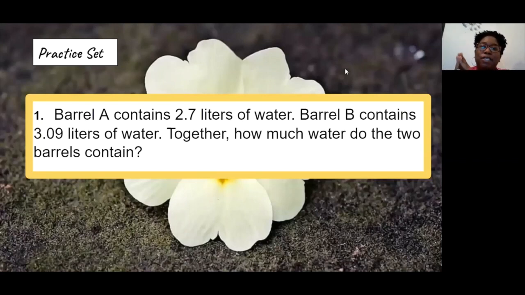Welcome back. So let's begin by trying a few practice problems. Here's where you'll probably need more paper and a pencil. Okay. Problem number 1. Barrel A contains 2 7/10 liters of water. Barrel B contains 3 9/100 liters of water. Together, how much water do the 2 barrels contain? Okay. Think about it for a moment. Press pause to allow yourself some think time, and then press play to review the answer.